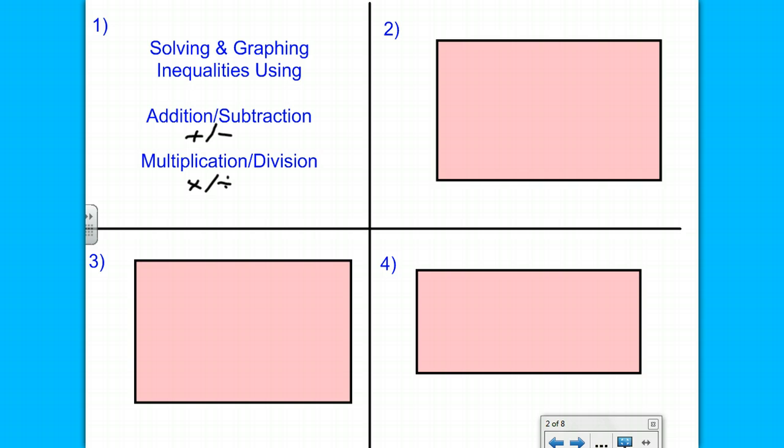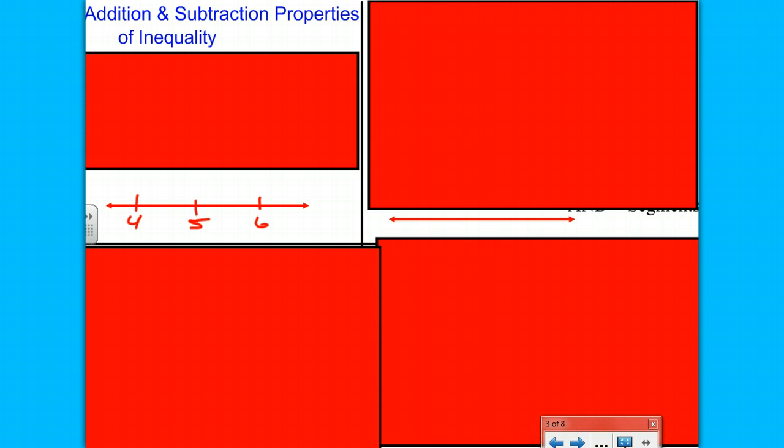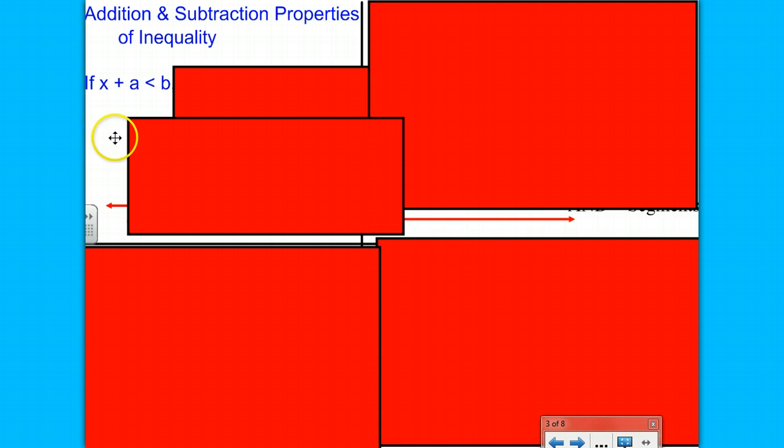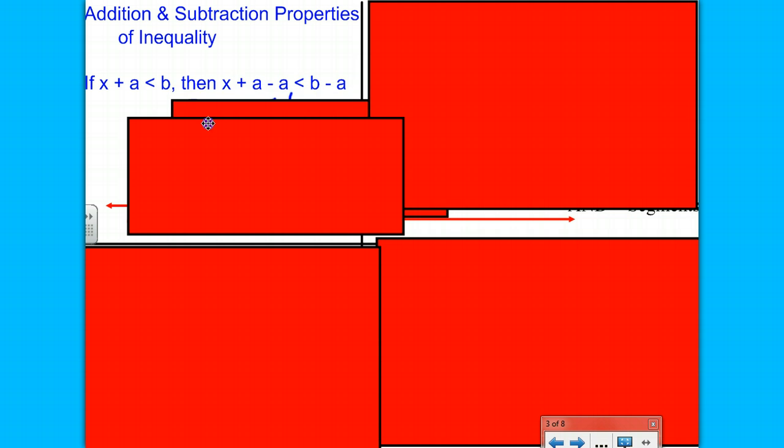So as we progress down this panel, just go to the back side of your rectangle and then the front side and so on. Let's start with addition and subtraction, properties of inequality. So if x plus a is less than b, and we are solving for x, what will we do to get x isolated? Lindsay? Subtract a from both sides. She says subtract a from both sides. Does that change our sign? No.